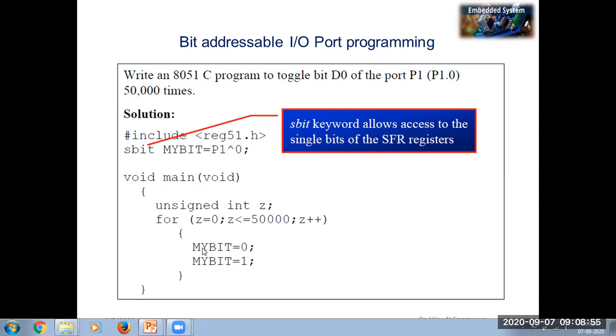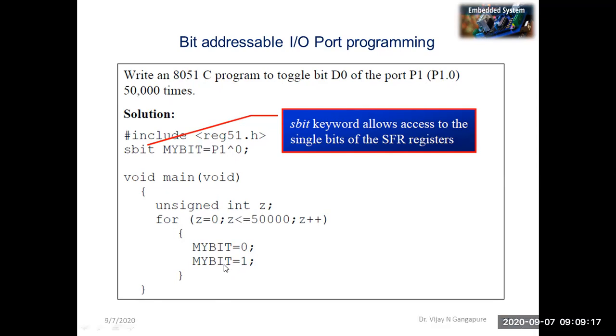So 50,000 times pin number 0 of port 1 will get toggled, and that is what is asked in the program. We are toggling pin number 0 of port 1 continuously, how many times? 50,000 times. So you have to remove this equal to sign in this relational expression, so that this program will cause toggling of pin 0 of port 1 50,000 times.